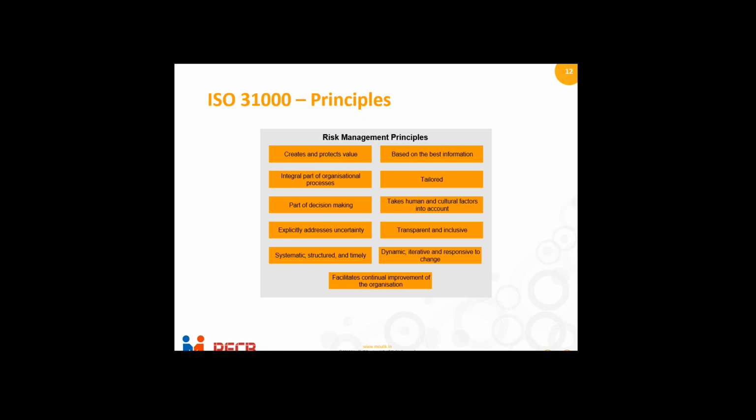The next principle talks about risk management being tailored. This means the risk management process can be very well tailored to fit the context of the organization or the risk profile of the organization. We can define and fine-tune all the processes which are there, see what is best suitable to our organization and our type of work, and implement that.